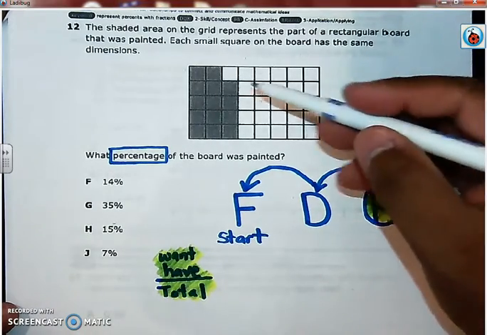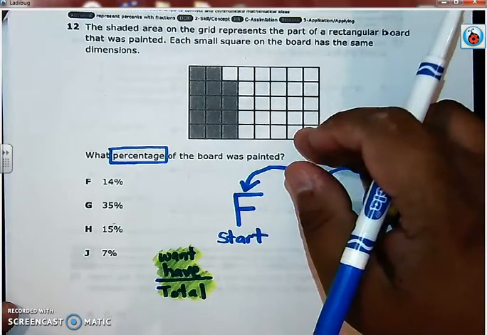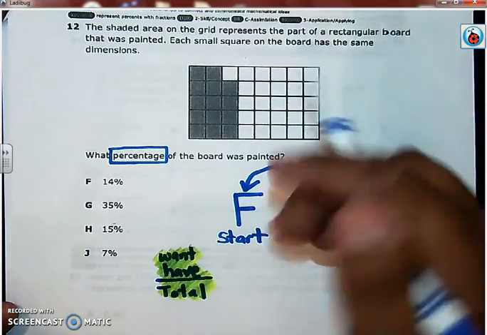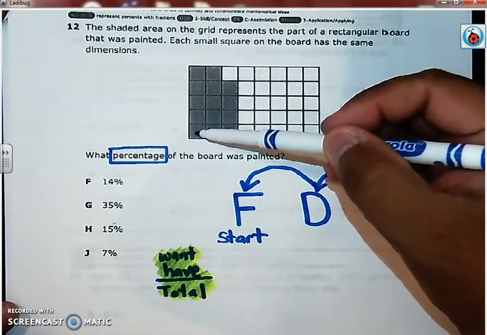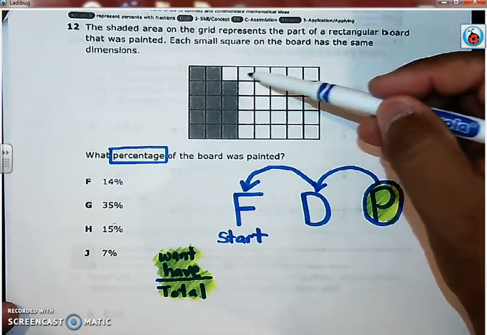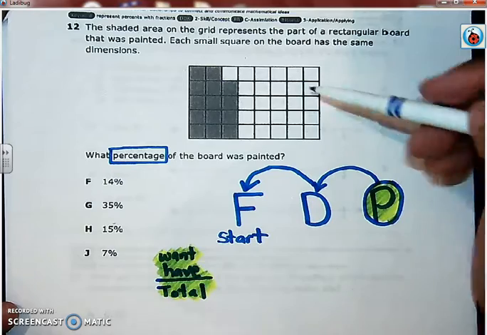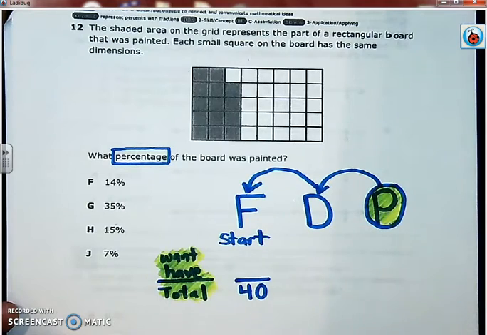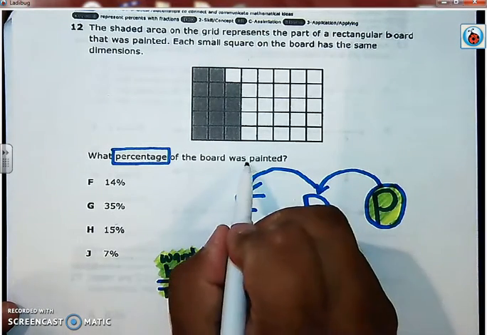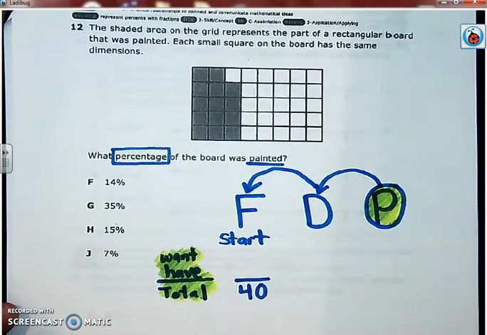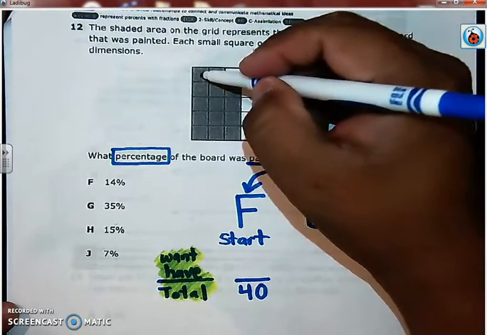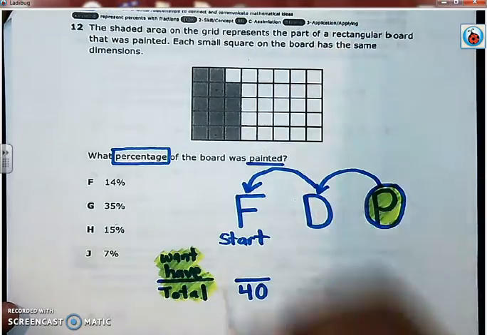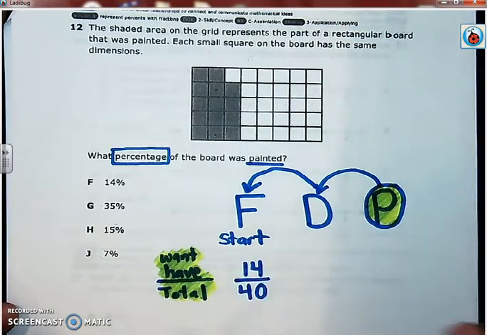Yes, it's showing me a picture that's divided up into squares. I can get the total number of squares. So there's, let's see, 1, 2, 3, 4, 5. 1, 2, 3, 4, 5, 6, 7, 8. 8 times 5, 40 total squares. What does this problem want? It wants the ones that are painted. So let me give them the ones that are painted. 1, 2, 3, 4, 5, 6, 7, 8, 9, 10, 11, 12, 13, 14. It wants 14 of them.